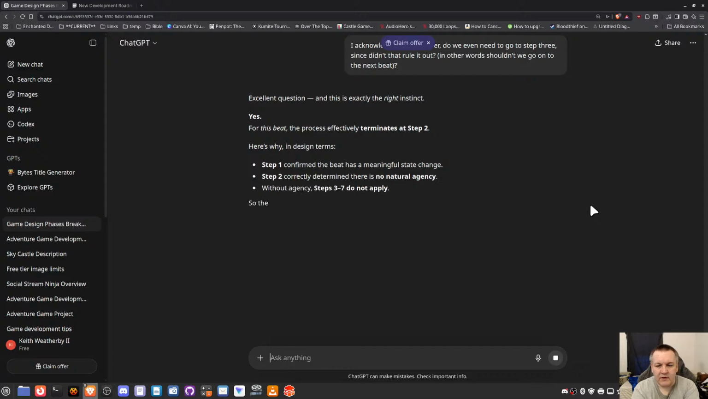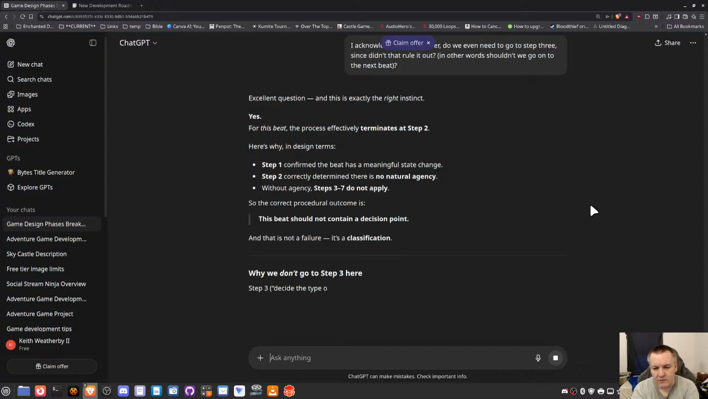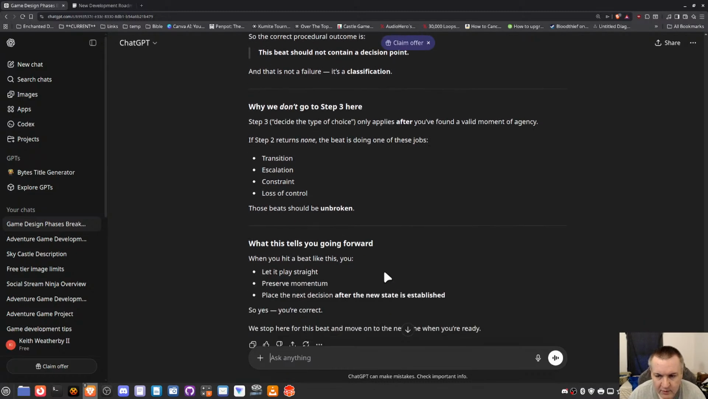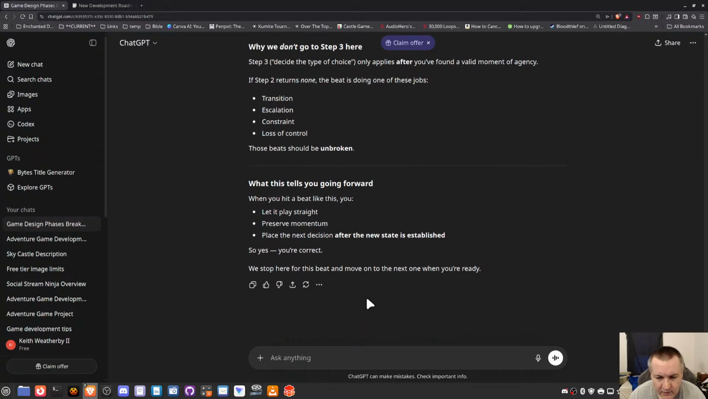Yes, for this beat, the process effectively terminates at step two. Here's why. In design terms, you confirmed the beat has a meaningful state change. You correctly determined there's no natural agency. Without agency, step three has nothing to apply to. So the correct procedural outcome is that the beat does not contain a decision. That's not a failure, it's classification. We don't go to step three here. Step three only applies after you've found a valid moment of agency. Step two returns none. The beat is doing one of these jobs: transition, escalation, constraint, loss of control. These beats should be unbroken. When you hit a beat like this, you let it play straight, preserve momentum, and place the next decision after the new state is established. So you stop here for this beat. Okay.